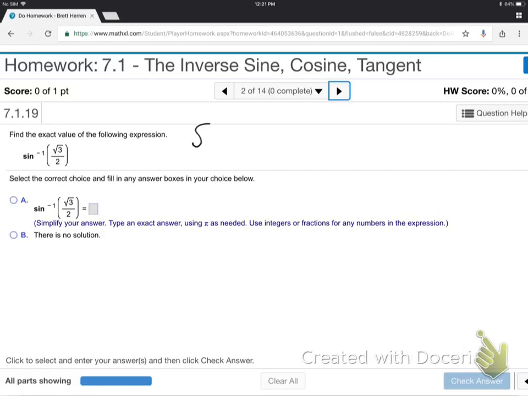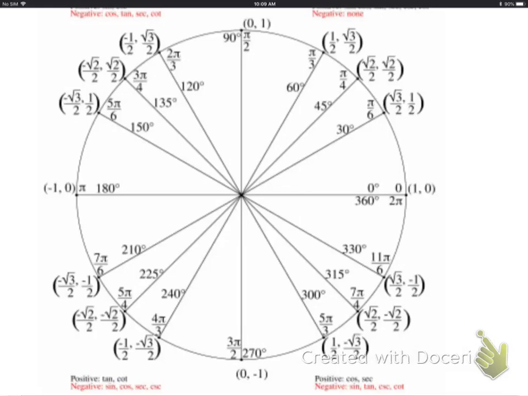So sine inverse of root 3 over 2. So we're trying to do, this is number 2. Sine inverse of root 3 over 2. So look at the unit circle. There it is. Question number 2. Sine inverse of root 3 over 2.